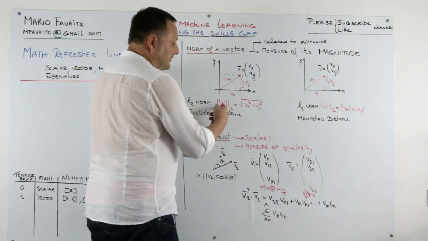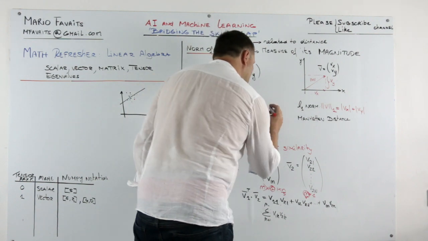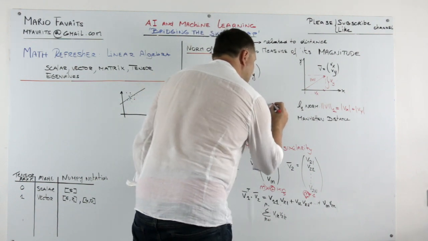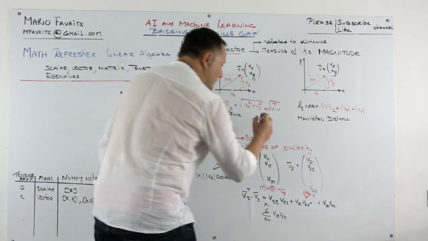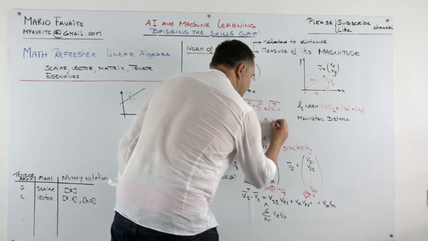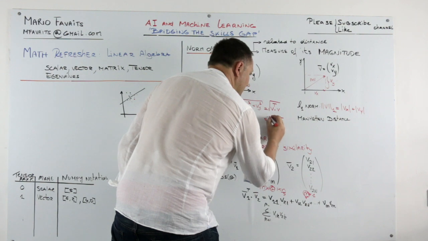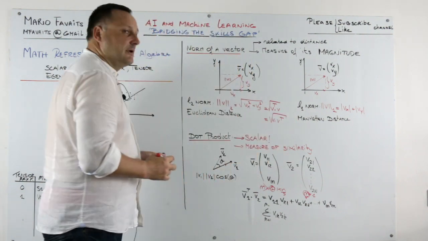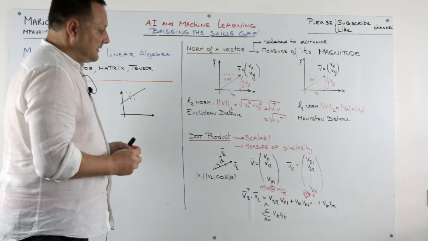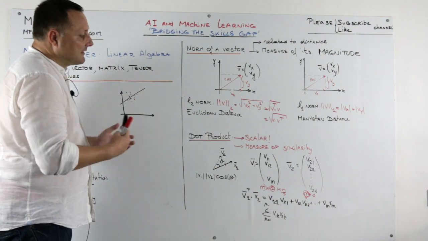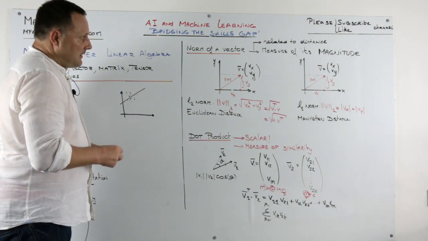Other notations of the L2 norm are V transpose dot V, square root of that, or the same as V dot V transpose, also the same square root. Yeah. So this is the next set of definitions.